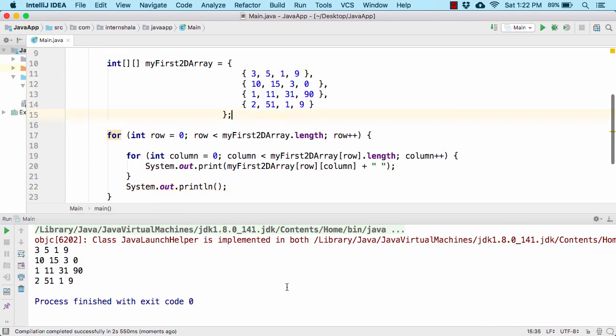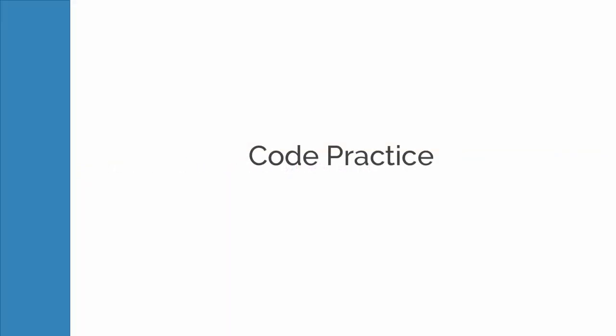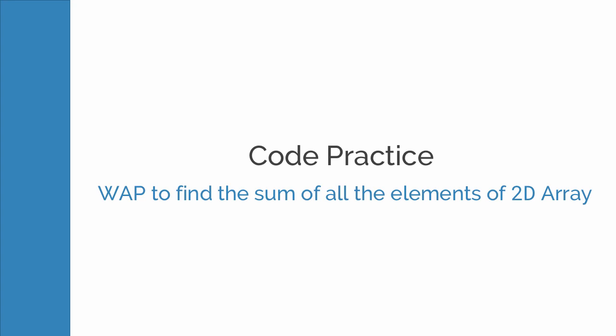Now I will give you a very small assignment. Right after this video, you will get the code practice. In the coding exercise, you have to write a program to find the sum of all the elements of the 2D array that we just created inside our IntelliJ IDE. So go ahead and modify the code and find the sum of all the elements.